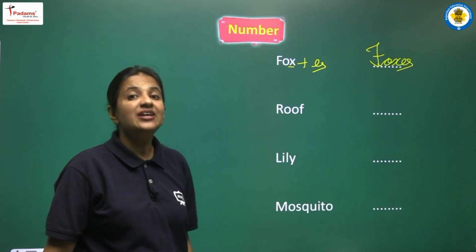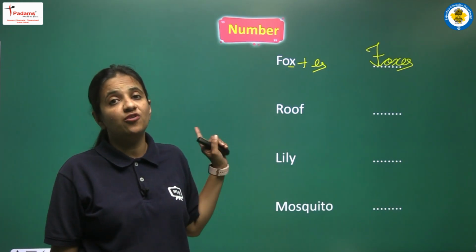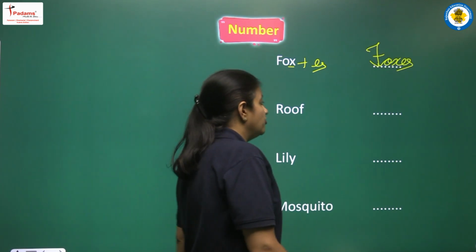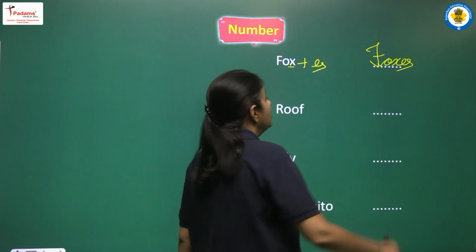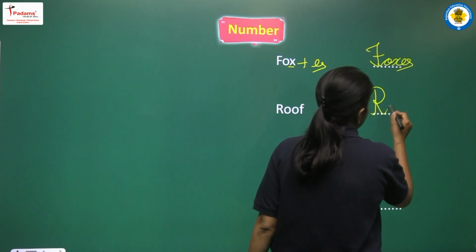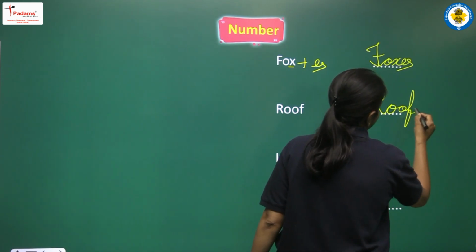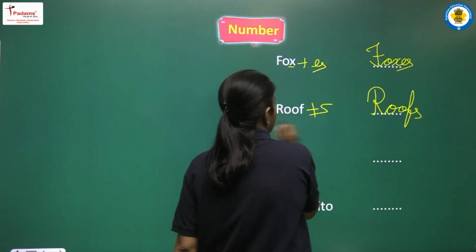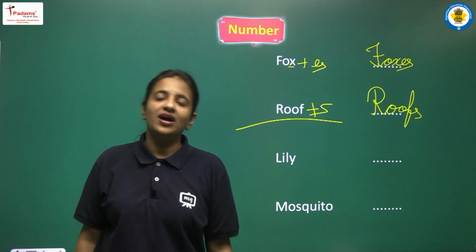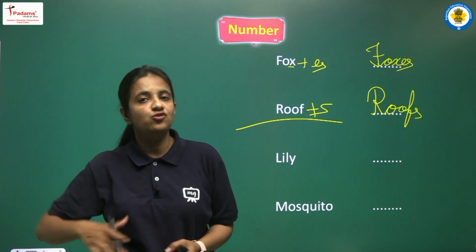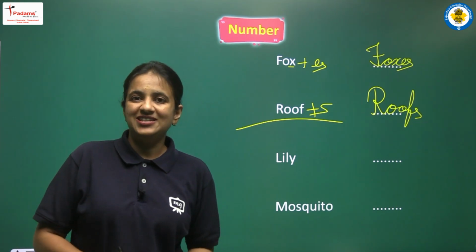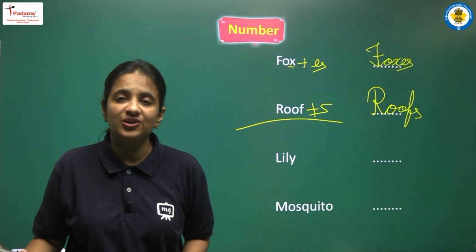Next we are having roof. So again it is one of the irregular nouns, or we can say it is one of the exceptions, because here we have to add S. We are adding S here because this is one of the exceptions that we have already discussed in the previous video.